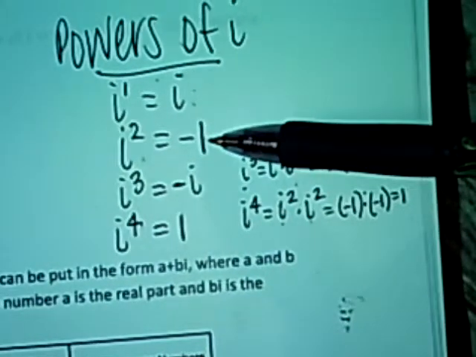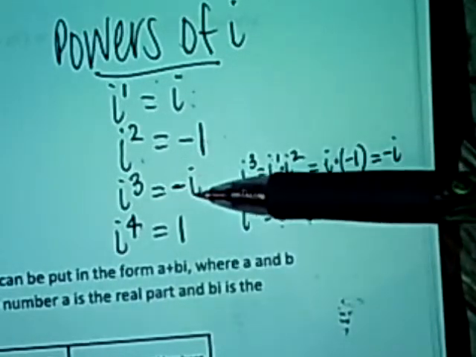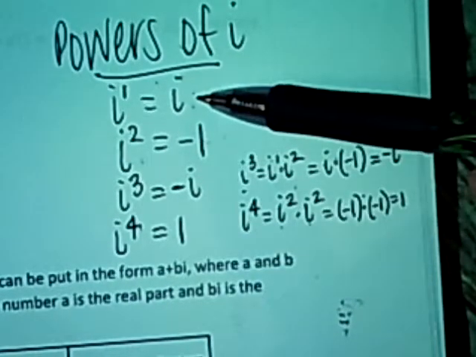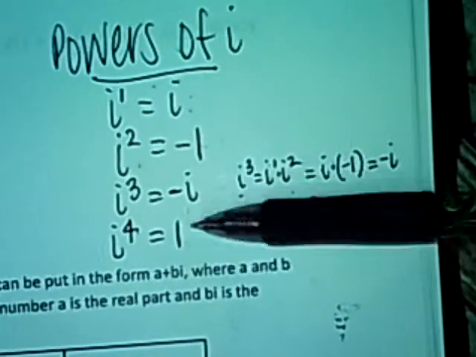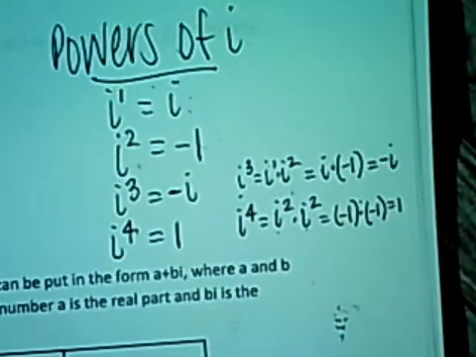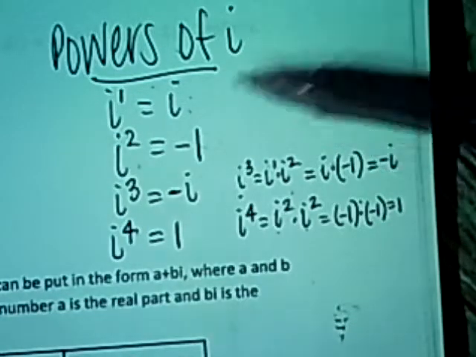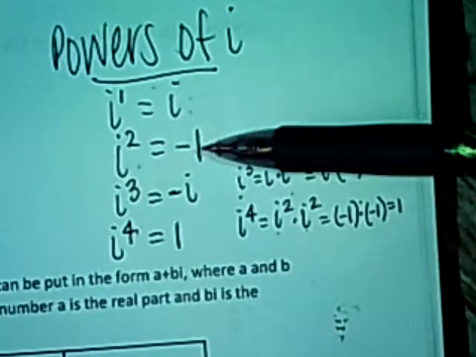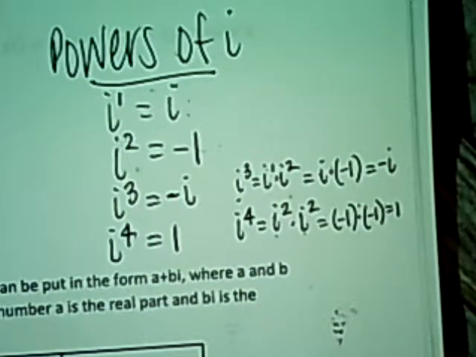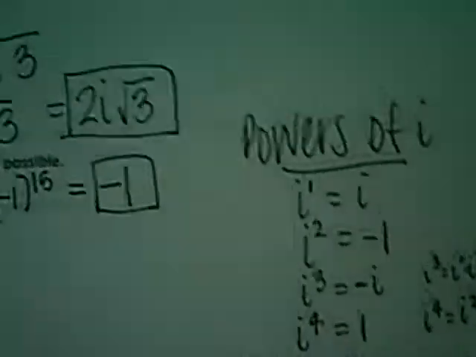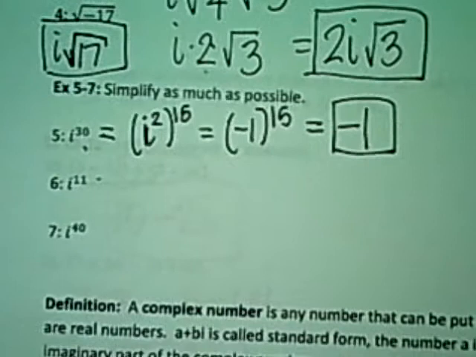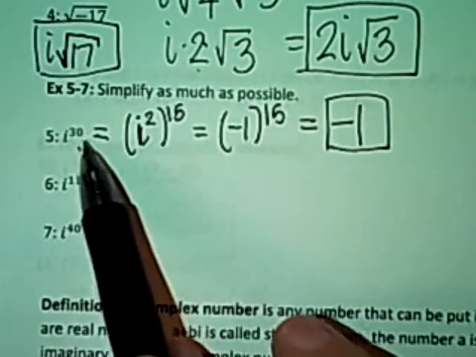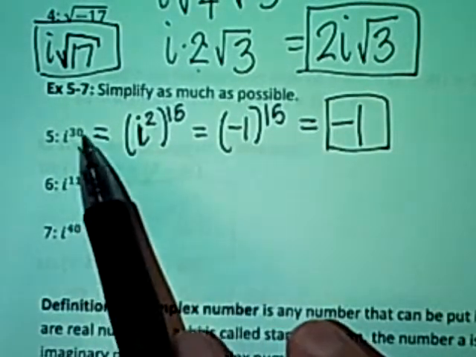i to the sixth becomes -1, and i to the seventh, i to the eighth, i to the ninth, i to the 10th start repeating in a cycle of 4. That means any power of i would always be one of these 4 terms. So that's our whole purpose here, to take something and reduce it so that we get one of these 4 original terms.